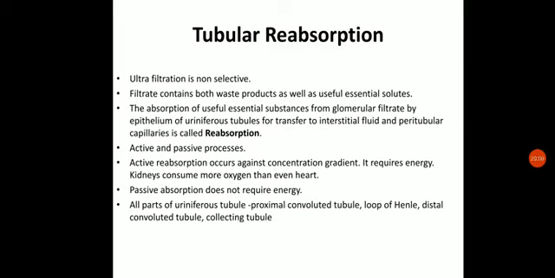These essential substances include different electrolytes like sodium, potassium, magnesium, calcium, etc., and also water, glucose and other substances. So the filtrate contains both waste products as well as useful essential solids. The absorption of the useful essential substances from the glomerular filtrate by the epithelium of the uriniferous tubule is called reabsorption. What is reabsorption? It's basically the absorption of the useful substances by the peritubular structures. We say renal peritubular capillaries will reabsorb the substances.